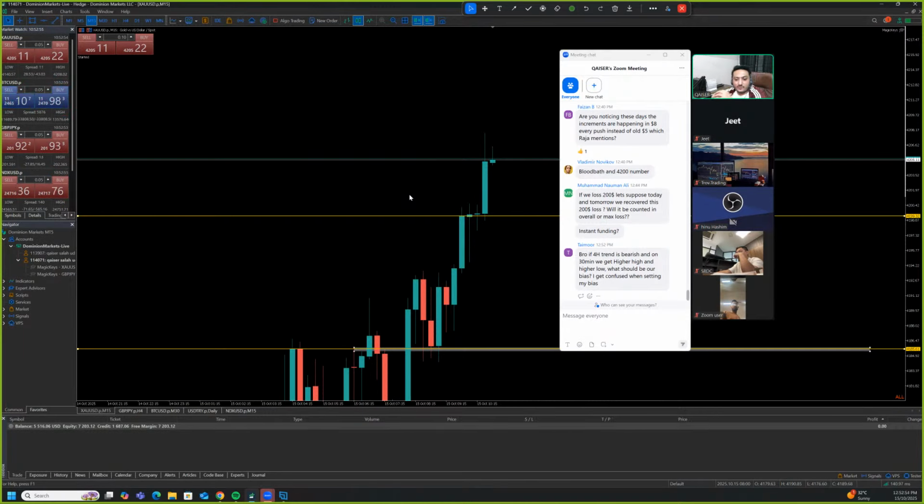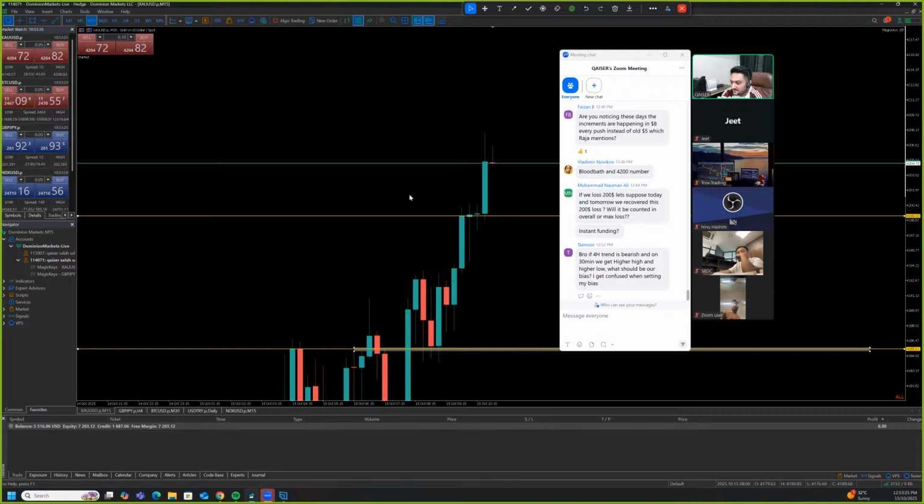Bro, if the 4-hour trend is bearish and on the 30-minute we get higher high and higher low, what should be our bias? I get confused when setting my bias, but just stick with the smaller time frame. The smaller time frame will give you the confirmation of what could happen on the higher time frame. Once you get a confirmation on the lower time frame, on the 30-minute or 50-minute, and you are sitting with the volume, and on the smaller time frame you have clean traffic on the left-hand side, you have a tradable range there.